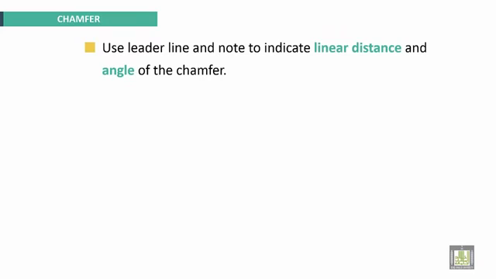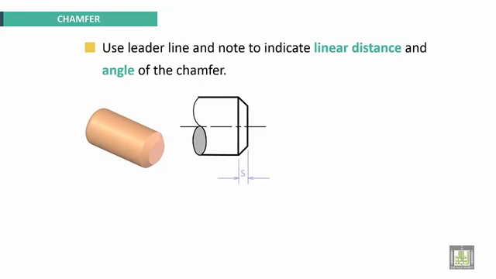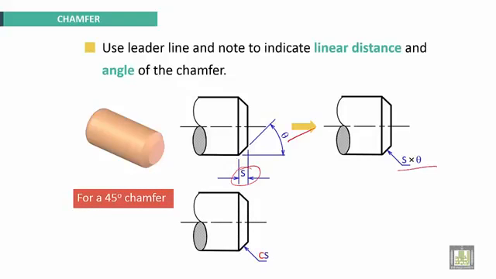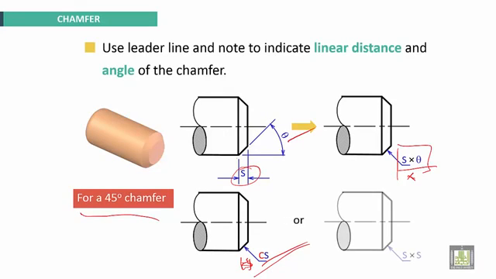For chamfers, use leader line and note to indicate linear distance and angle of the chamfer. For example, here we can specify this chamfer with this dimension and with this inclination, this angle, or dimension multiplied by angle. For a 45 degree chamfer, the most used, we can put C, that means 45 degree chamfer, and S, this is the dimension of this chamfer. Or directly here put S by S, this means 45 degree chamfer.